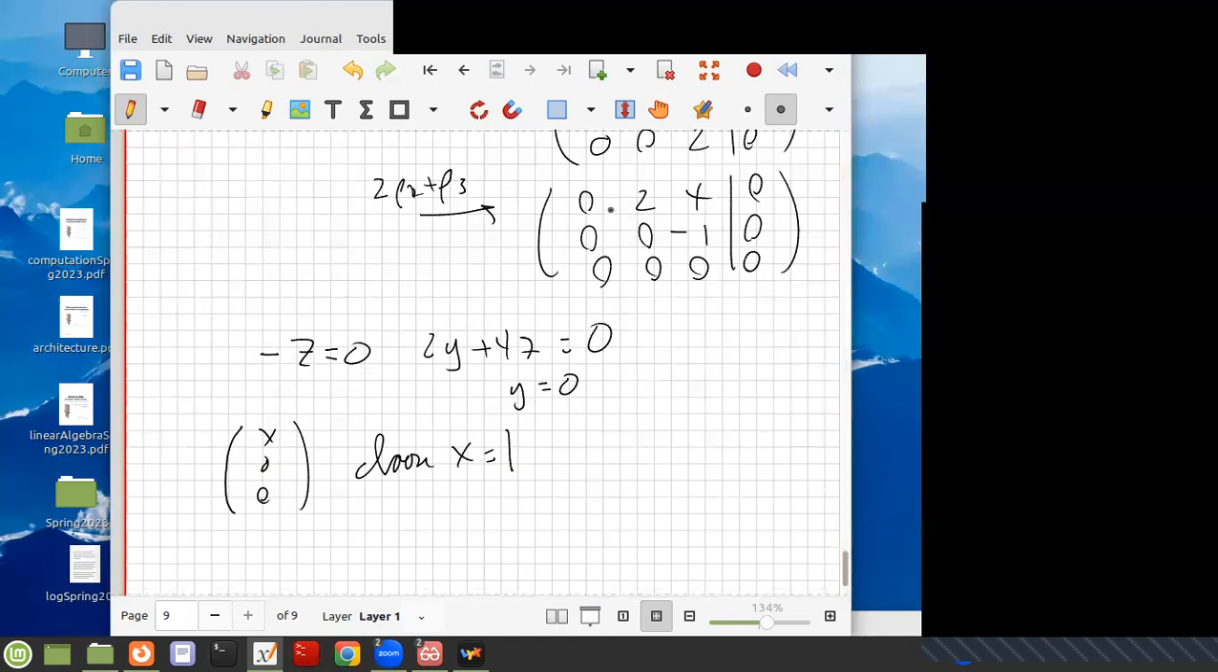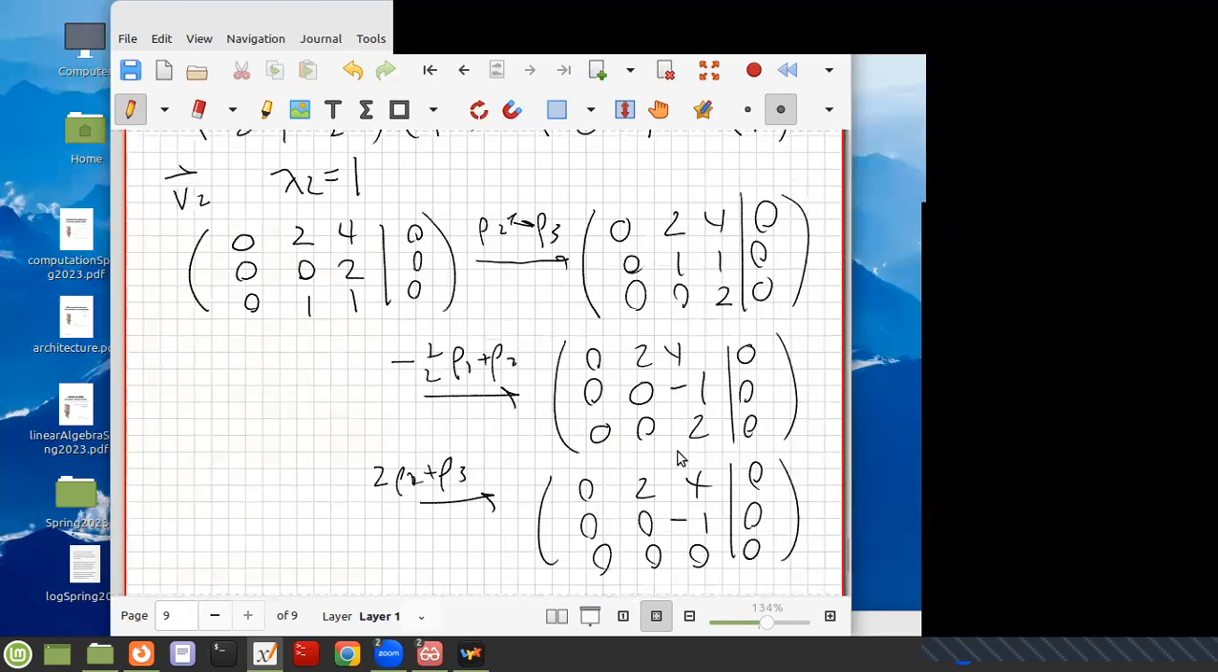The point is, in this form, this is one of these weird matrices in which the first variable x is free, right? Y is leading and z is leading, but x is free. So we choose x equals 1. So we have v2 equals 1, 0, 0.